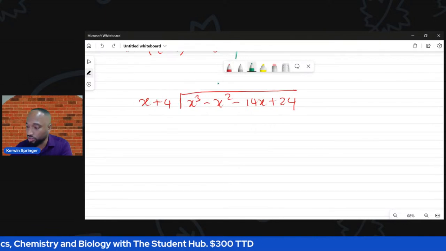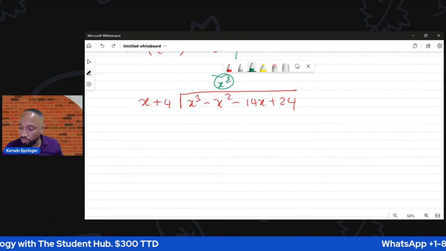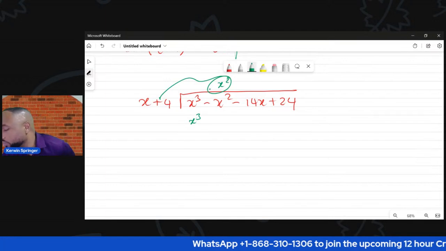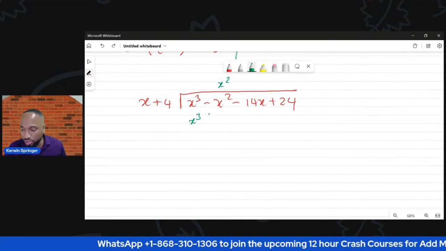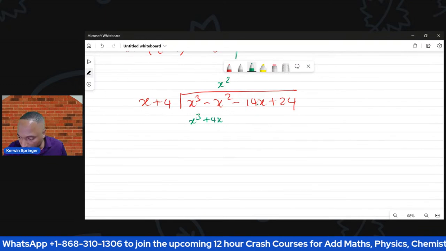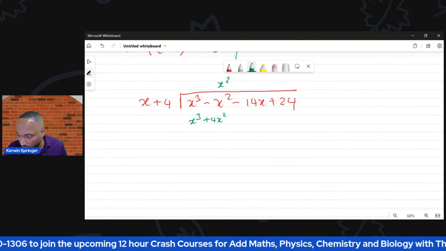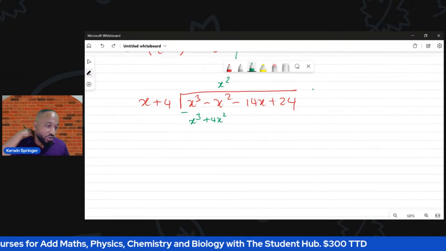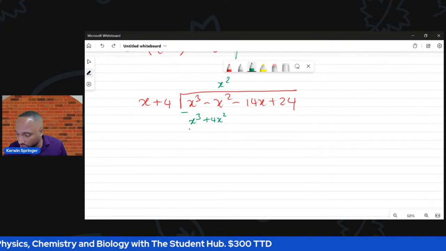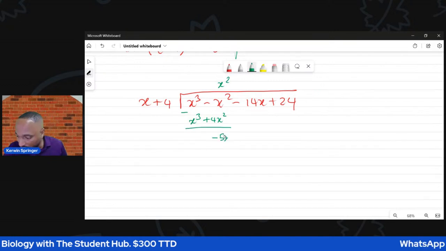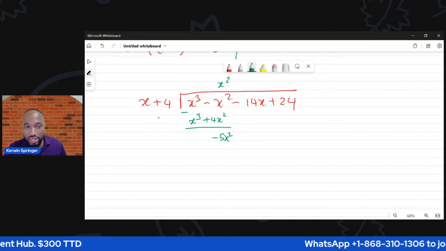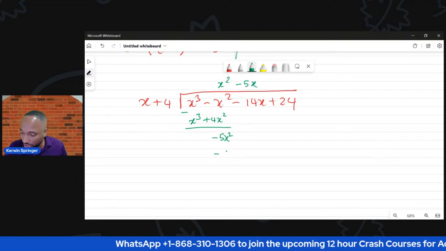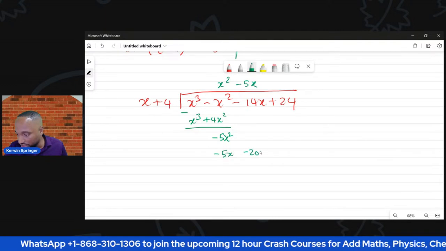x into x cubed is x squared, so I like to line up these squares and things. x squared by x is x cubed, and x squared by 4 is plus 4x squared. And then we need to subtract those. By the way, if any term was missing, I'd put 0 for the term, 0x or 0x squared. So when I subtract this, I'm getting negative 5x squared. Then x into negative 5x squared is negative 5x, and I multiply back, I get negative 5x squared minus 20x.